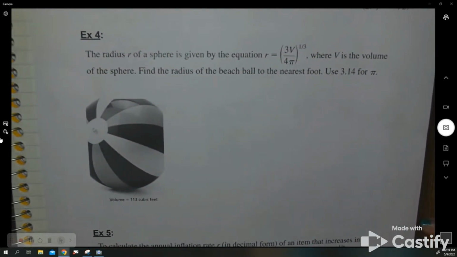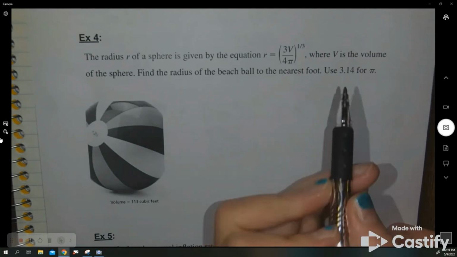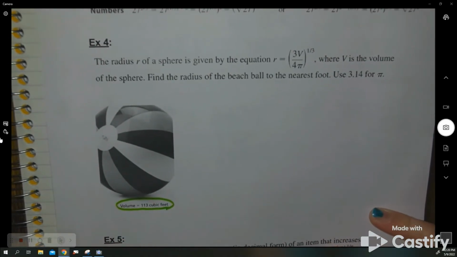Example 4, we're going to be using some of these rules and applying them to more real world scenarios. The radius r of a sphere is given by the equation r equals 3v over 4 pi, all raised to the 1/3 power, where v is the volume of the sphere. We're going to find the radius of the beach ball to the nearest foot, and we're going to use 3.14 for pi. Down here, I have a volume of 113 cubic feet.